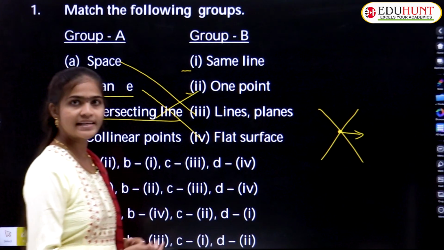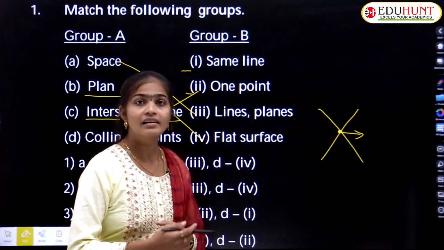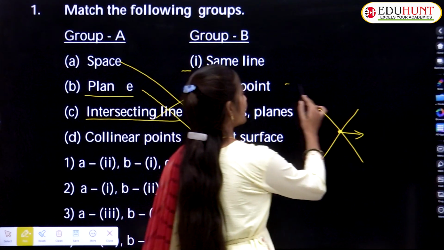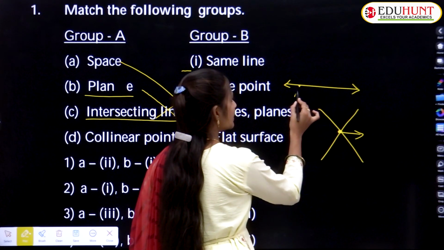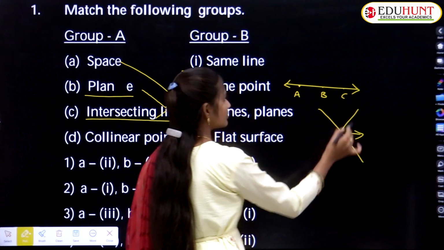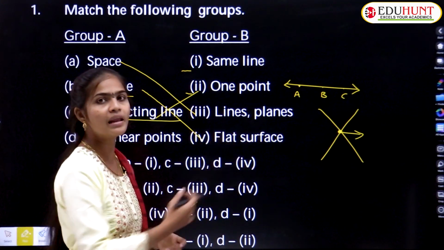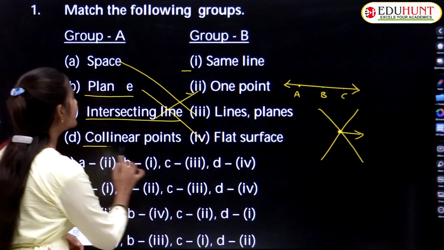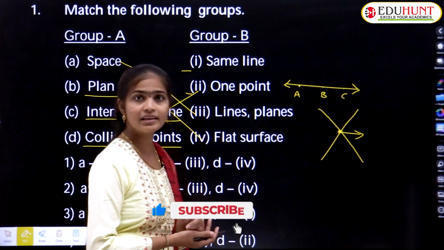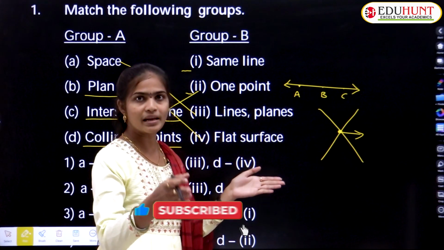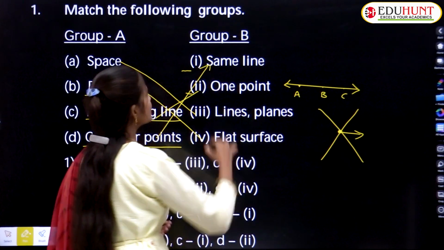And here collinear points. Collinear points means, as we discussed, 3 or more points lie on the same line. Here this is one of the lines. On the same line I am taking the 3 points A, B, C. Already we know that 3 or more points lying on the same line, we call collinear points. Which one is given? Same line. Obviously they have not given the points, just the same line. We are having 3 or more points. So collinear points, that is the same line.